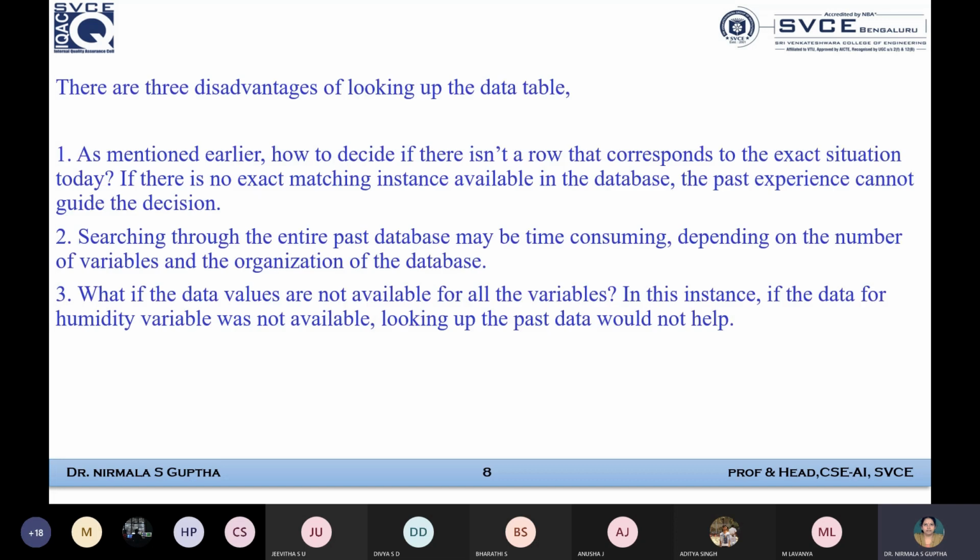And there are 3 disadvantages we have discussed about the concept of understanding the decision tree construction. So as mentioned earlier, how to decide if there is not a row that corresponds to the exact situation today. See, now morning it is not too sunny, it is a bit cloudy only, but I don't have such kind of the data in my table. So if there is no exact matching instance available in my table, then how will I make my decision?